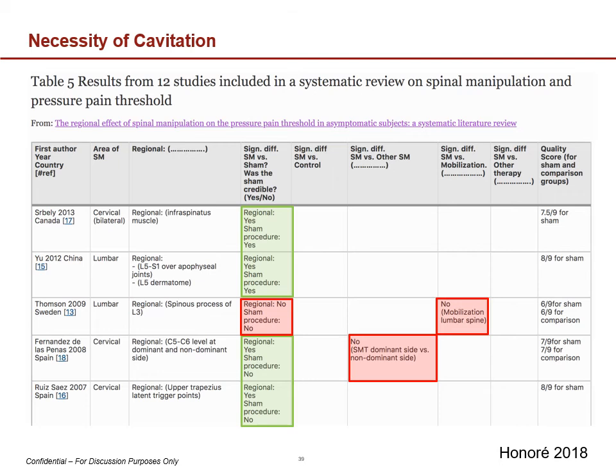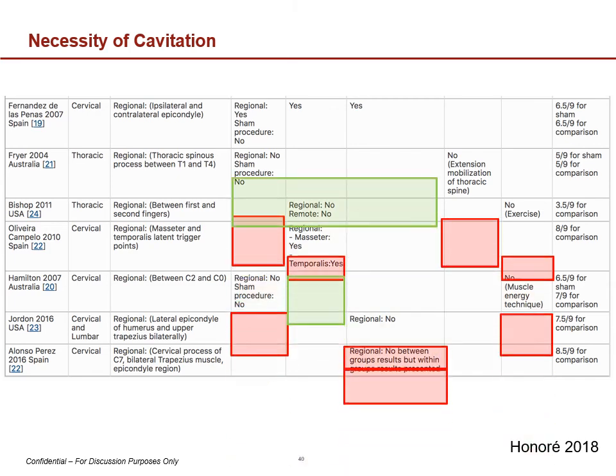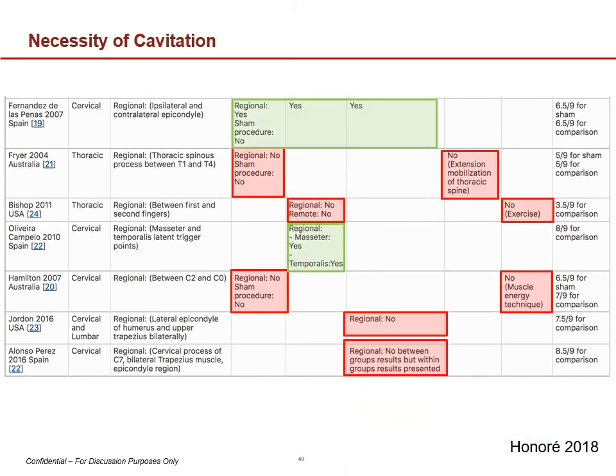The red boxes show that there wasn't a significant difference of manipulations over mobilizations or other types of physical therapy. Same thing as seen here. The green boxes show that manipulations had better outcomes versus the red boxes did not. And you can see there's actually quite a bit of red there, showing that the manipulations did not have better outcomes than the other situations. Manipulations, again, including the cavitation.